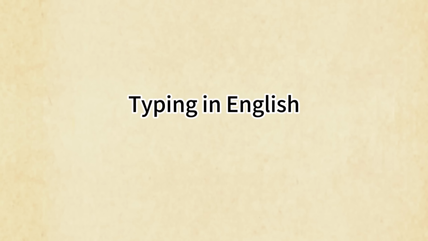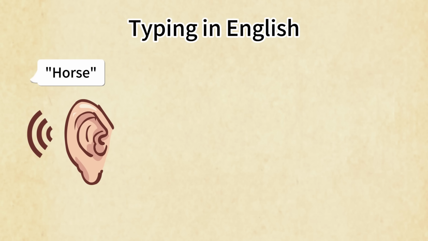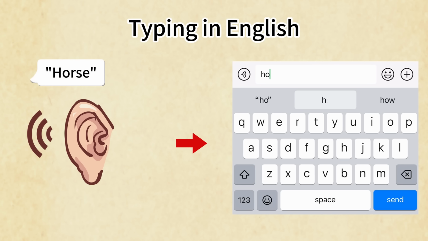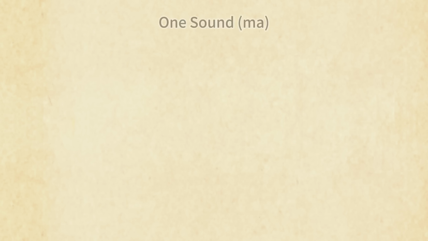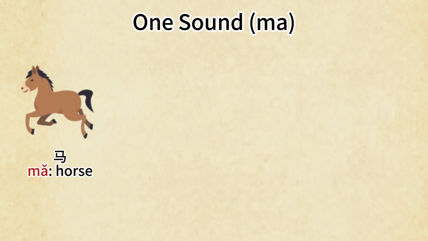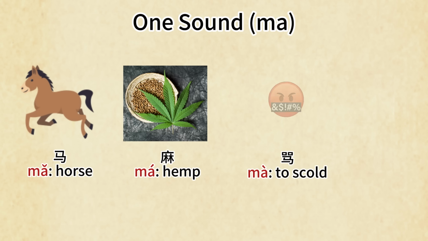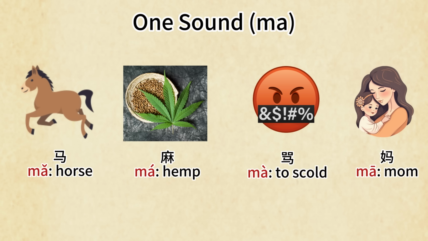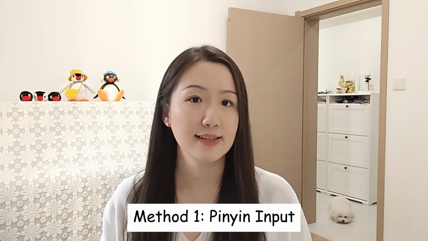In English, typing is simple. You hear a word, spell it, done. In Chinese, one sound can be different characters, and one character can have different sounds. Then the core problem is how do you turn sounds into the right characters you want? The answer is surprisingly simple. We type and choose. Let me introduce Pinyin Input.